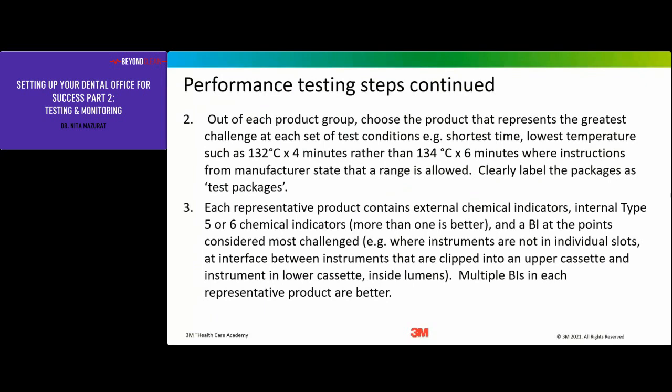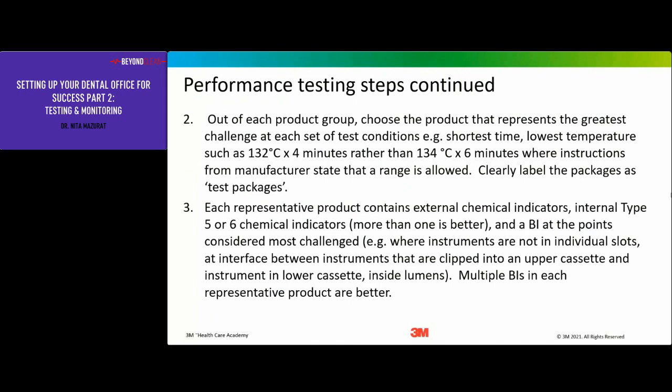Clearly label your packages as test packages. Remember, we're doing performance testing here, performance qualification. Each representative product contains external chemical indicators, okay? Internal type 5 or 6 chemical indicators, and you can use more than one. If you've got a number of areas where you're uncomfortable, remember what I said about there being instruments on the top and on the bottom, and they're hitting each other during sterilization. Place your type 5 or 6 in that area, because you're probably uncomfortable that, is steam actually penetrating that area?